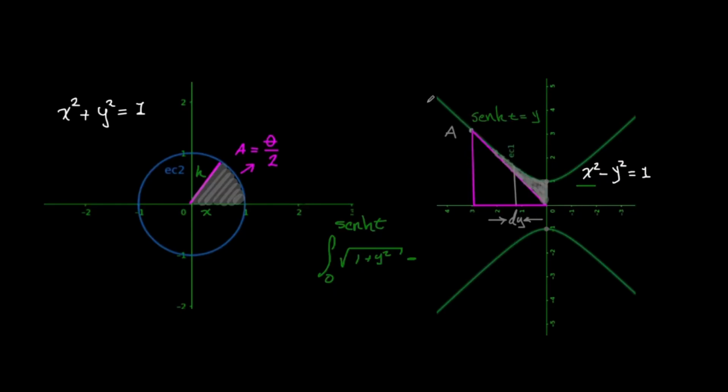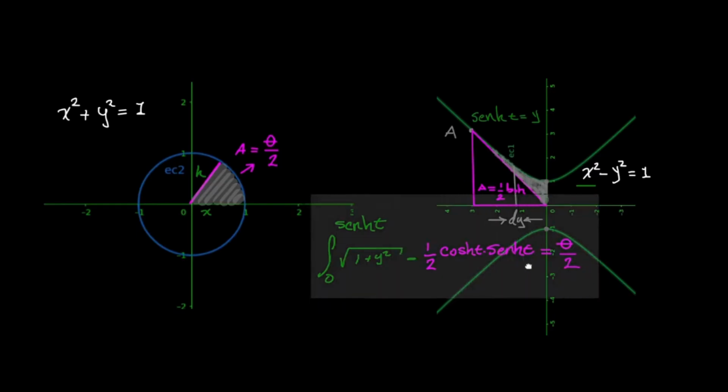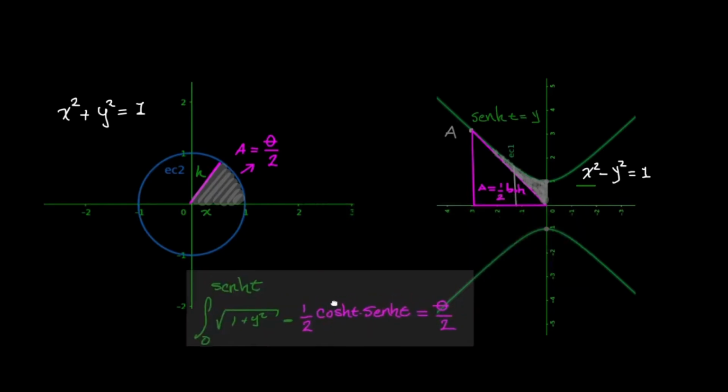Now, we know that the area of a right triangle is 1/2 times the base times the height. We've already identified those quantities. The base is the hyperbolic cosine of t, and the height is the hyperbolic sine of t. We then set this equal to theta over 2, forcing both regions to have the same area. And that's all we need to finally derive the identity we saw at the beginning of this video.